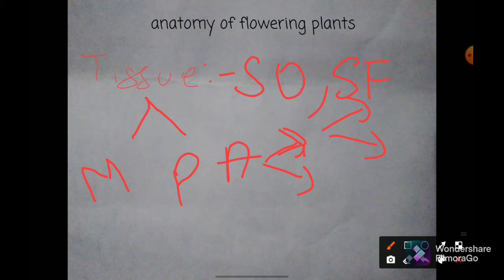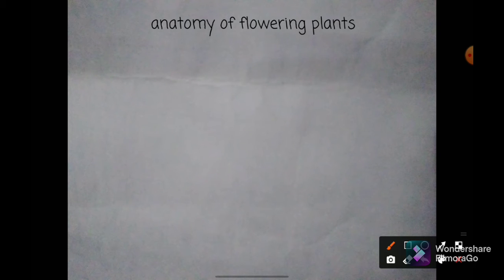Again, in meristematic tissue there are types of meristematic tissue. So the first is apical meristem.